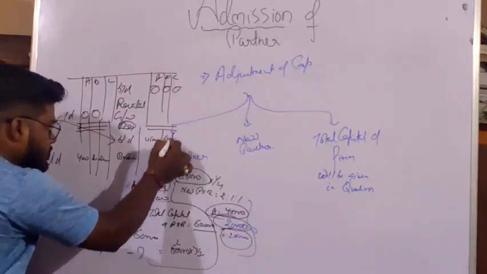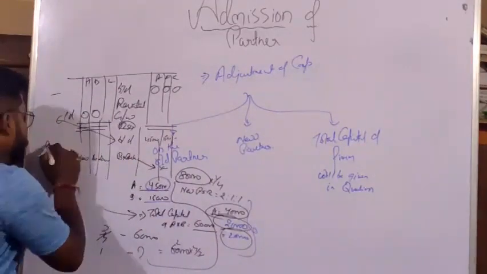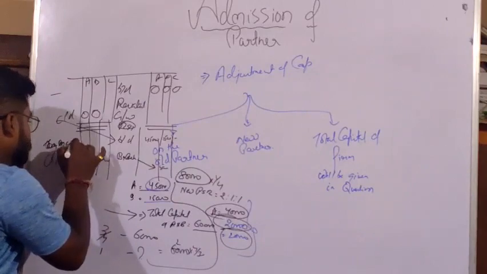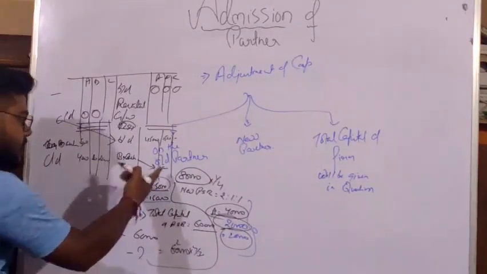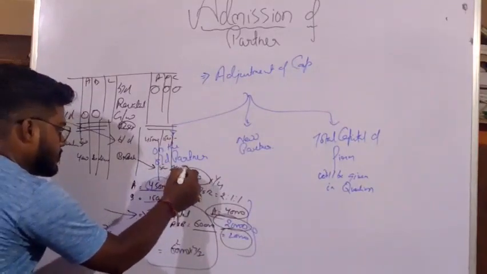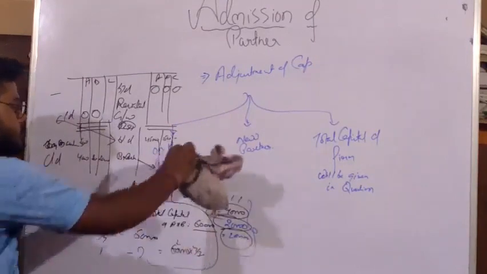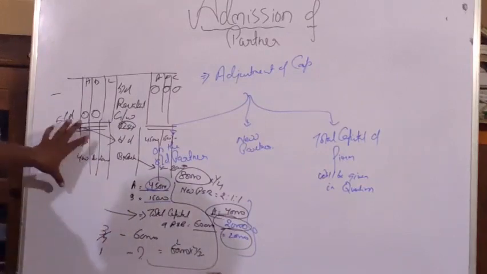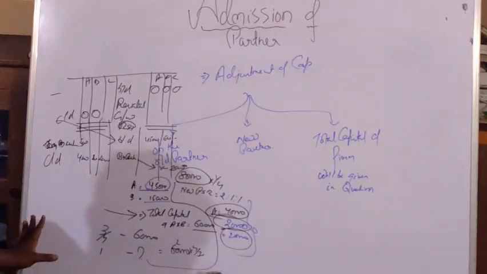B will deposit 5,000 and A will withdraw 5,000 to the bank, and C has to bring, then again he will bring 20,000. Got the point? Okay, sir, this is basically how you have to show it. So this is adjustment of capital.